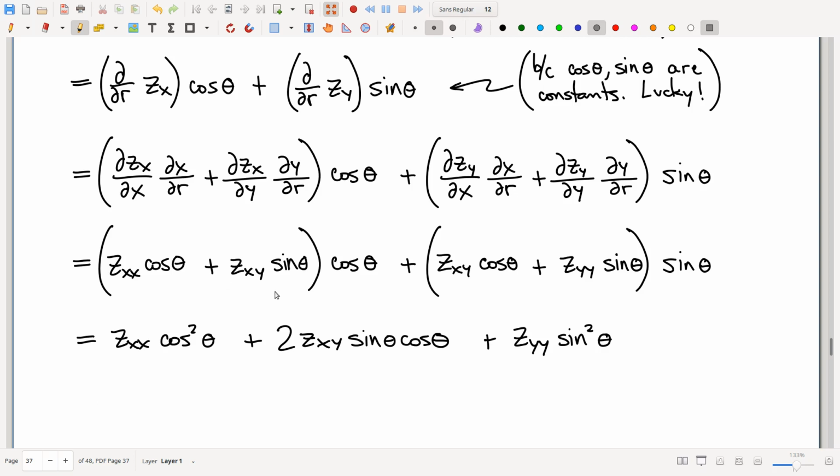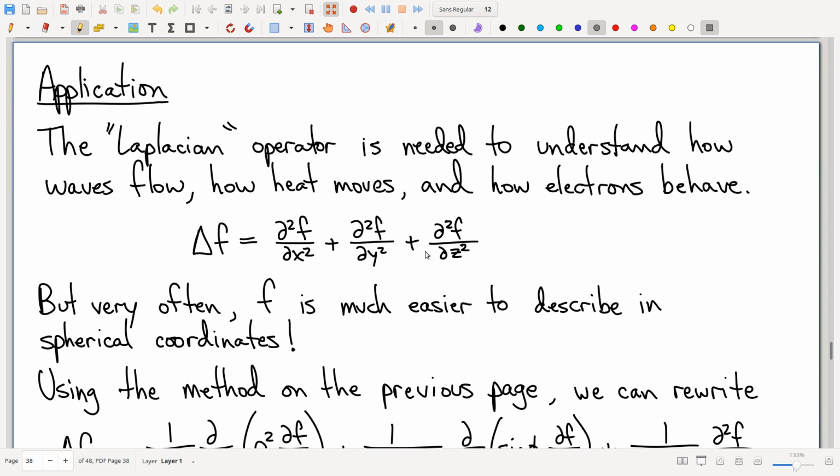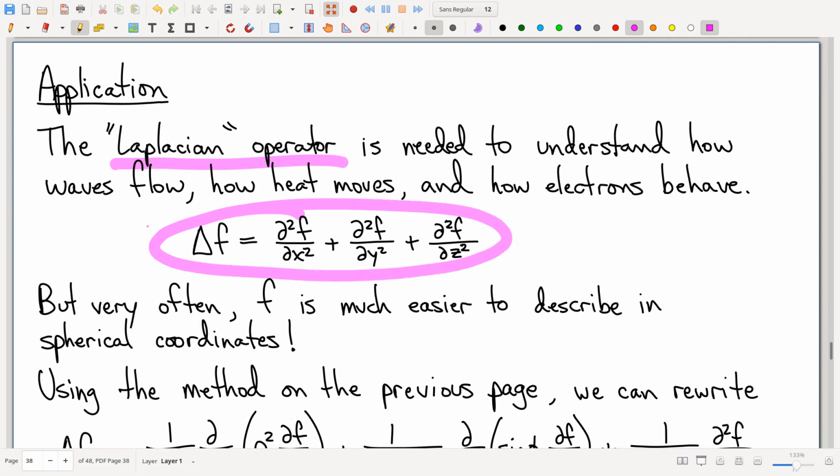So why, though? What's this good for? And here's my example. It's going to take me a minute to build up to it, but I want to point out this thing called the Laplacian operator. You may have seen this previously. It is massively important in physics. If you want to understand how waves move or how heat transfers or how electrons behave in an electric potential system, right? The Laplacian is a major player in all of those discussions. It's a really big deal.